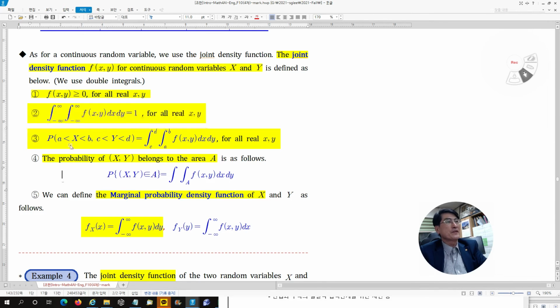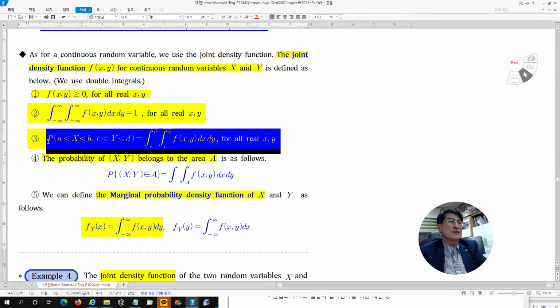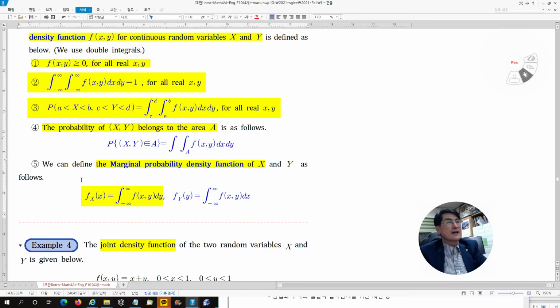And for the probability when x and y are in these intervals, all we have to do is the integration over the interval for x from a to b, and from c to d on y. Then this will give us the probability. And for the probability that (x, y) belongs to the area A, all we have to do is find the double integral over that area A.